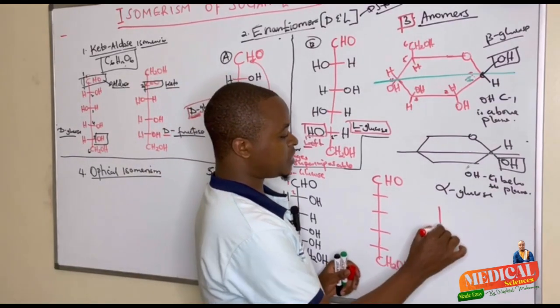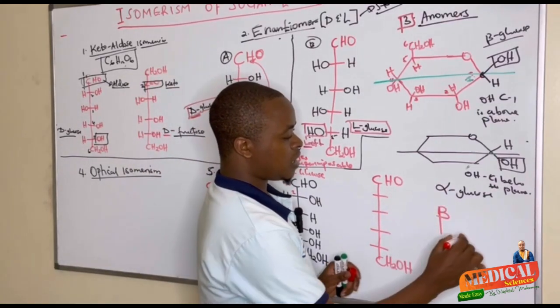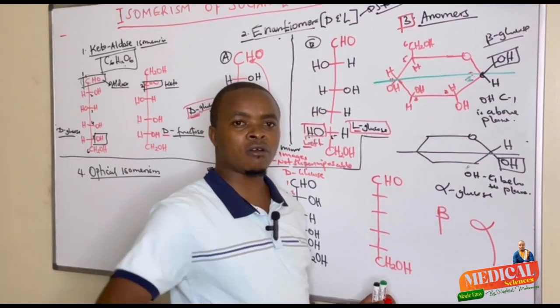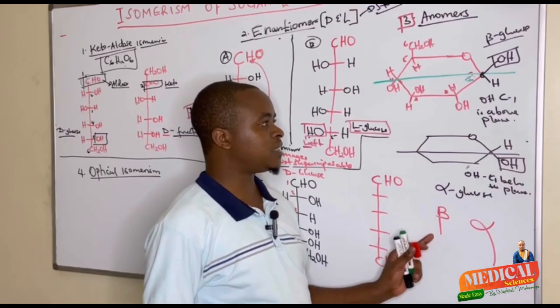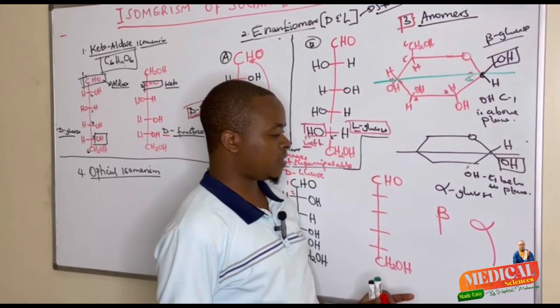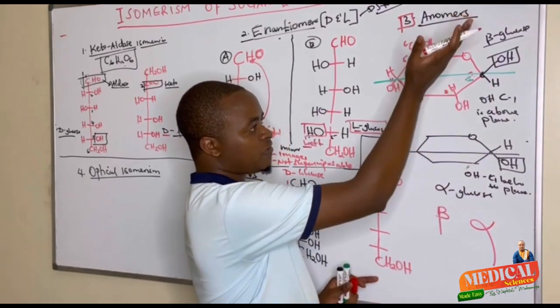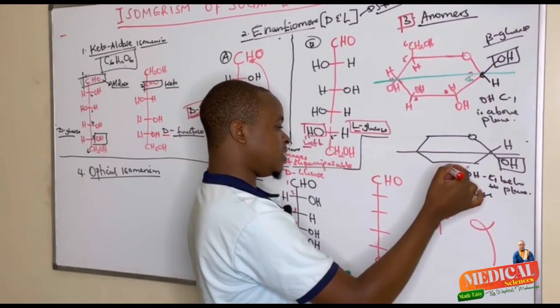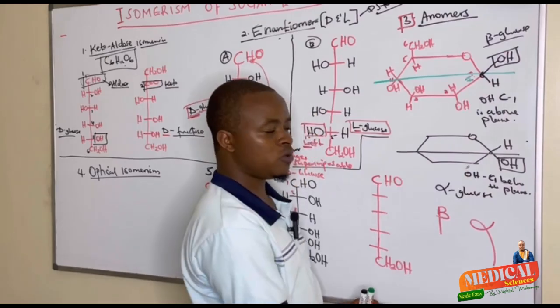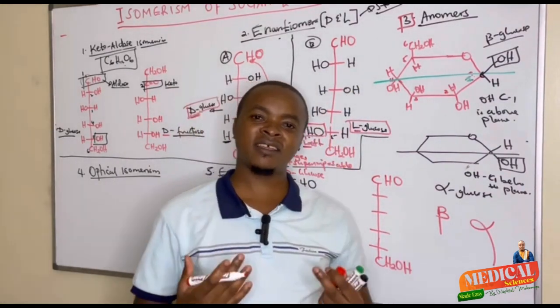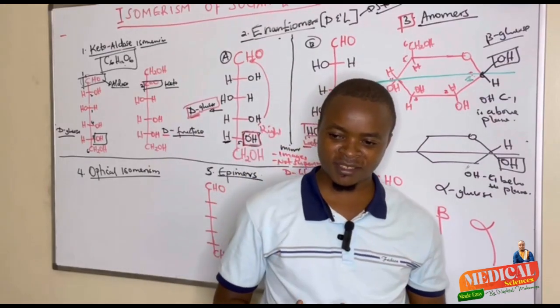You see, when I'm writing beta, I go up, and when I'm writing alpha, I go down. So how do I know that for beta the hydroxyl group is above the plane? When I'm writing beta, I go up, so I know it is above the plane, and when I'm writing alpha, I go down, meaning the hydroxyl group is below the plane. So science is very interesting.